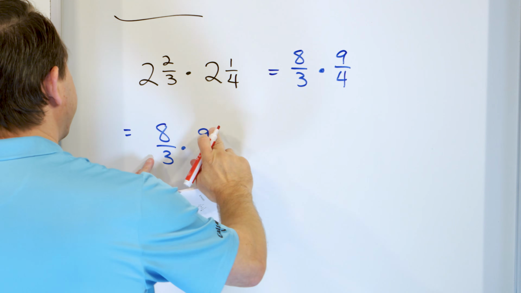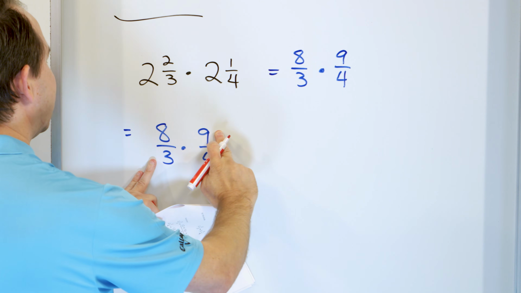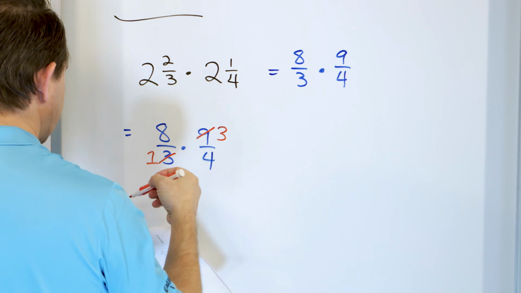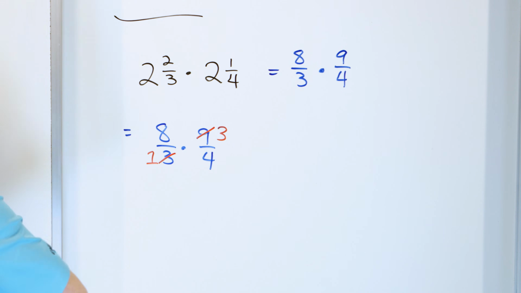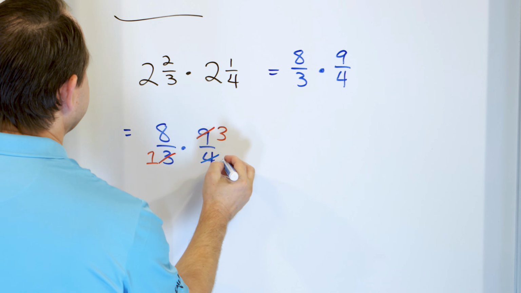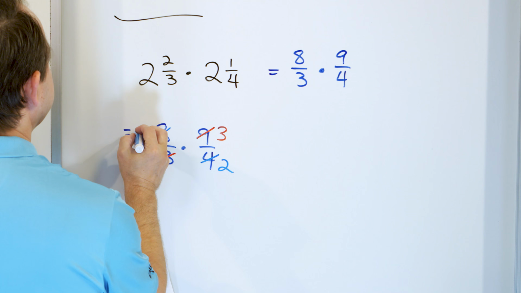All right, so we have a 3 and a 9. That can both be divided by 3. 3 divided by 3 is 1, and 9 divided by 3 is 3. And then we turn our head the other direction and look at 8 and 4. We'll divide both by 2. 4 divided by 2 is 2, and 8 divided by 2 is 4.